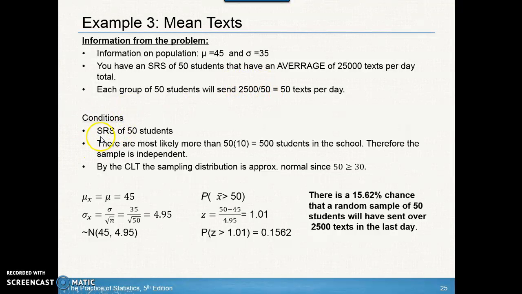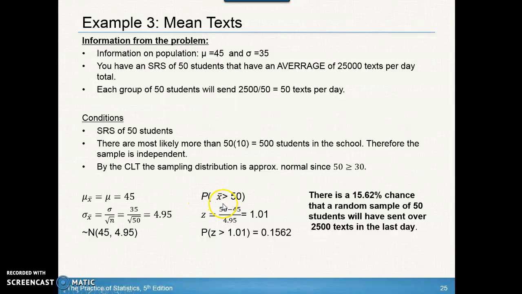Okay, we have a simple random sample of 50 students. There's most likely more than 500 students in the school. Make sure you show this work and in context. Make sure you state it's independent. By the central limit theorem, it's approximately normal since 50 is greater than 30. Remember how it said that originally the population was right skewed? So you couldn't do normal calculations on this unless the central limit theorem applied. Okay? New mean, new standard deviation, note the notation, x bar, x bar.